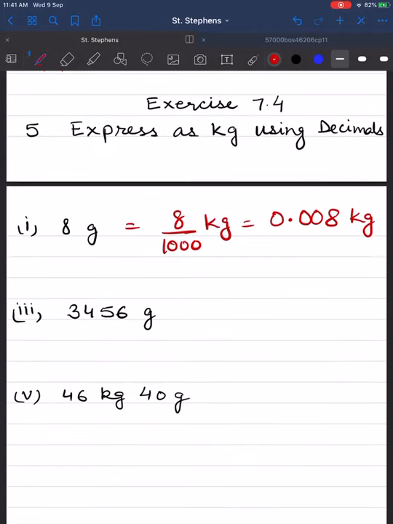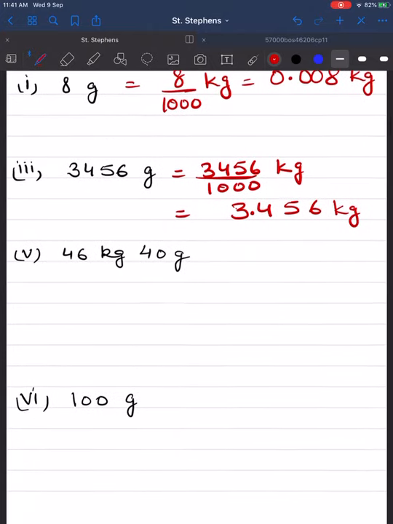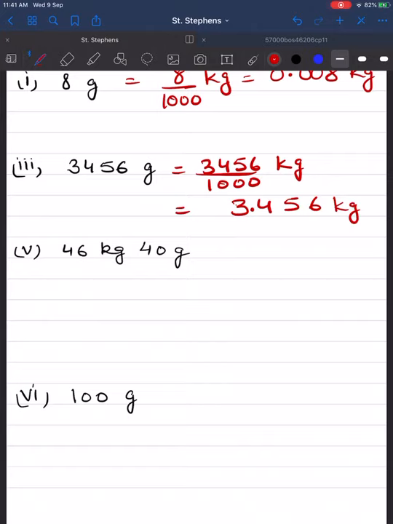Now let's convert 3456 grams into kilograms. So here also we have to divide 3456 by 1000 to convert it into kilograms. Now we write the numerator 3456 and we count 3 decimal places from the right and we put decimal. So we get 3.456 kilograms.